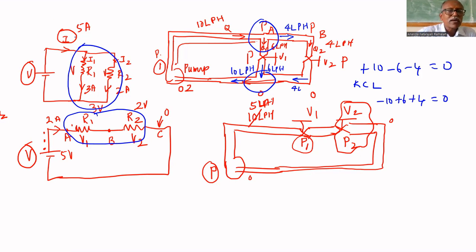Suppose you are considering this junction, I is the incoming current, I1 is outgoing current: I minus I1 minus I2 equal to 0. This is Kirchhoff's current law. Any unknown is there, substitute in this equation and find. That's all. You know Ohm's law.